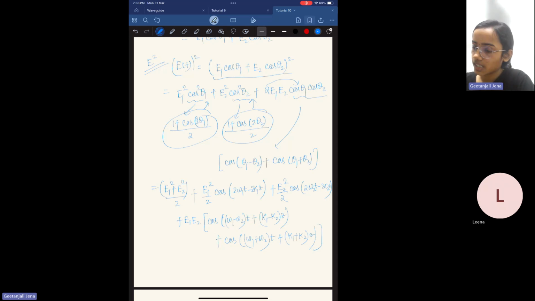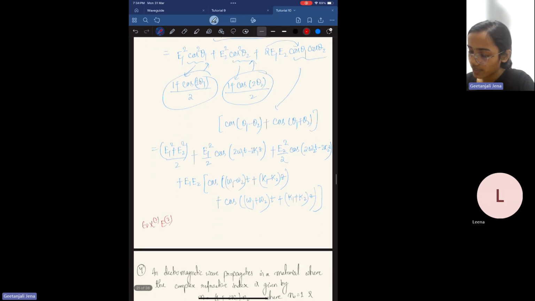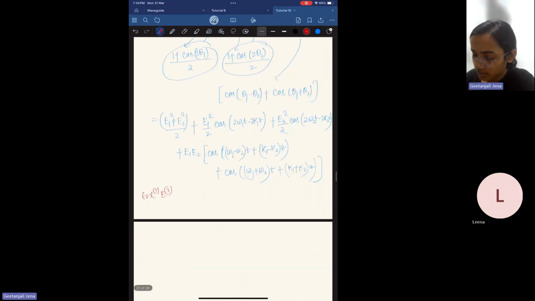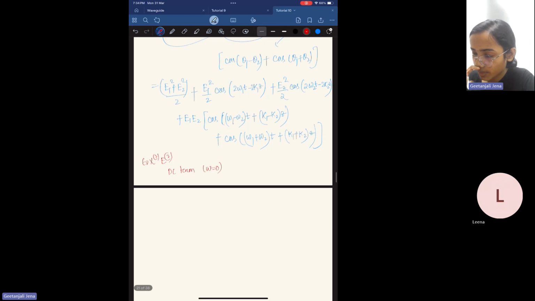So that means if you see here, the epsilon chi2 E2 square. Due to the chi2 effect, this chi2 will generate a DC term with omega equal to 0. And what else do we have? We have second harmonic generation, 2 omega 1 and 2 omega 2.